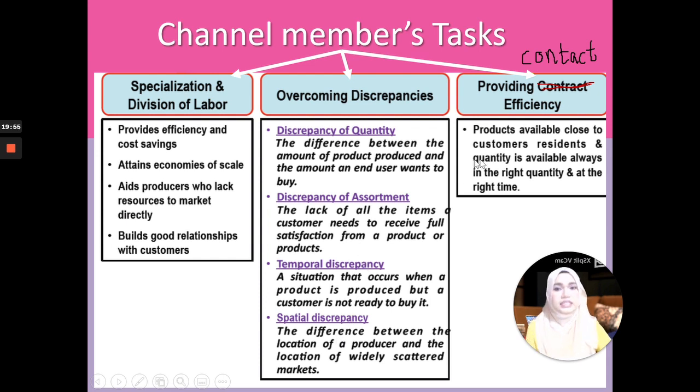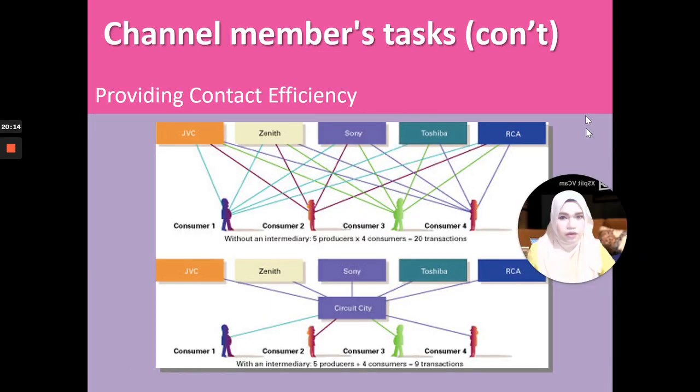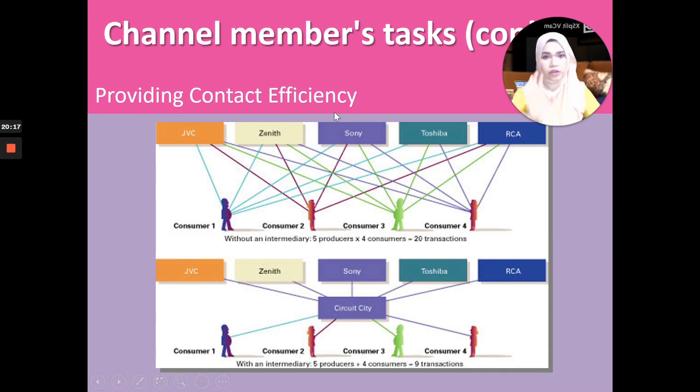And the third task done by the channel member is providing contact efficiency, whereby products are available close to the customer's residence and the quantity is always available in the right amount at the right time. I think you can see here how it provides the contact efficiency. Now imagine there are no channel members. Let's say you as a customer wanted to buy a home theater system. When you want to buy things, you will do some shopping, right?